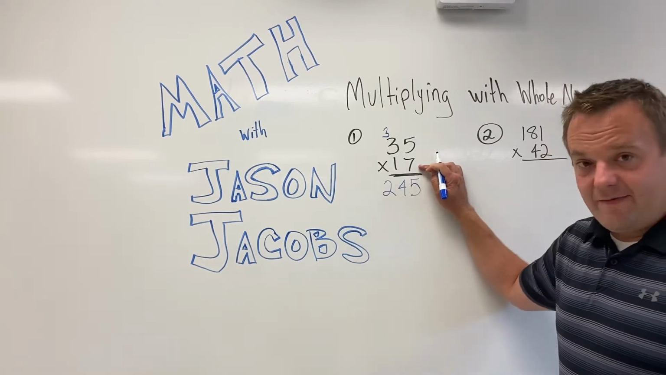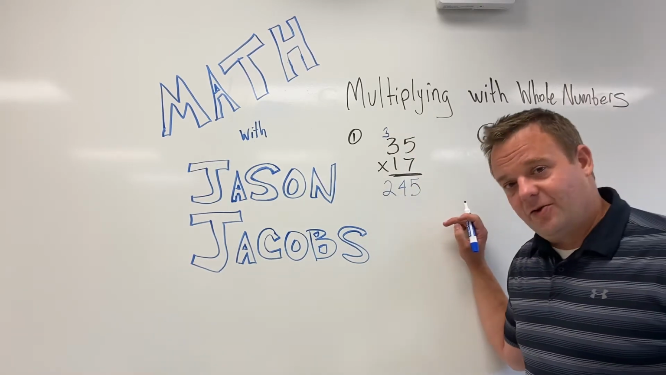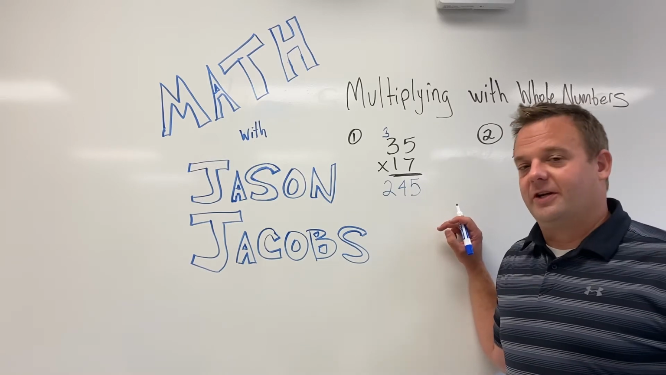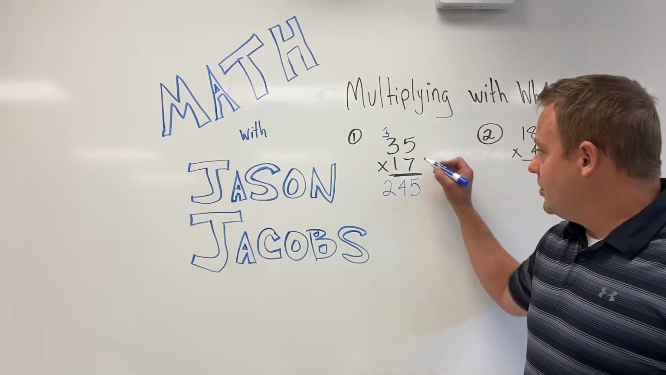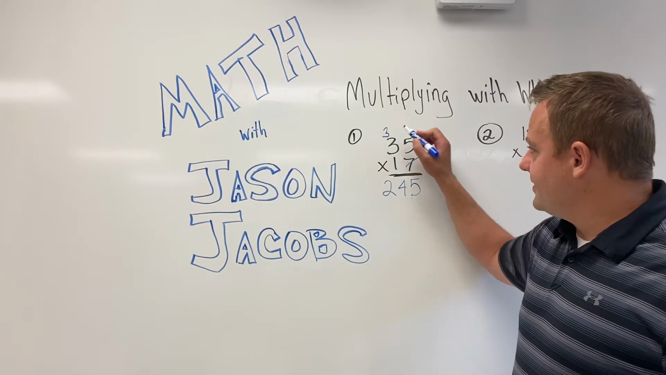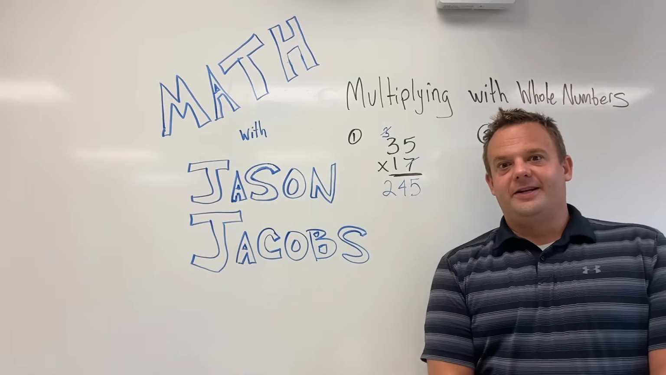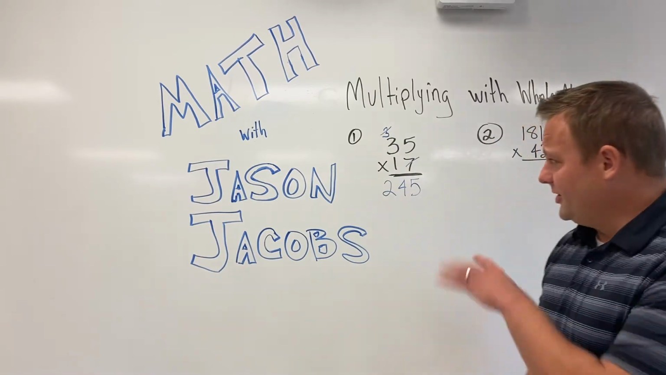Now we've used the 7 and we've used the 3. So these are some things that traditionally have tricked some students. So what we like to do is just cross out the 7 and 3 when you're getting started learning this, so you don't get confused by them.